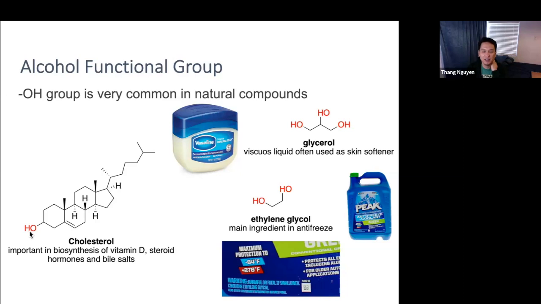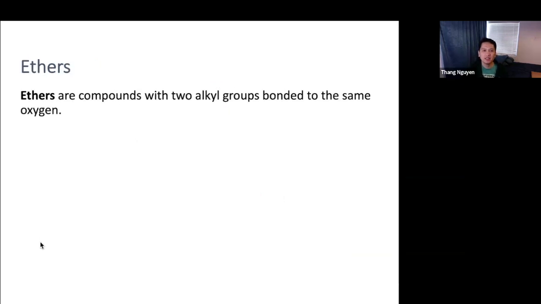Yeah, I highlight there in red. The whole molecule is quite complicated, and then there's an alcohol group there. Okay. Now let's move on to ethers. Ethers are very similar because it has an oxygen, but instead of having a carbon on one side and a hydrogen on the other, it has carbons on both sides.